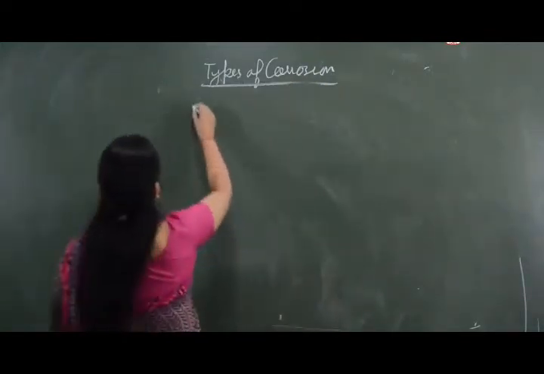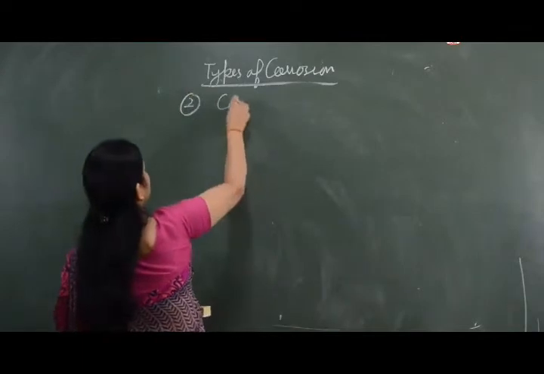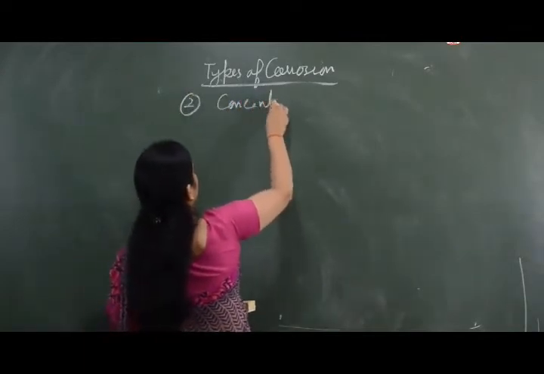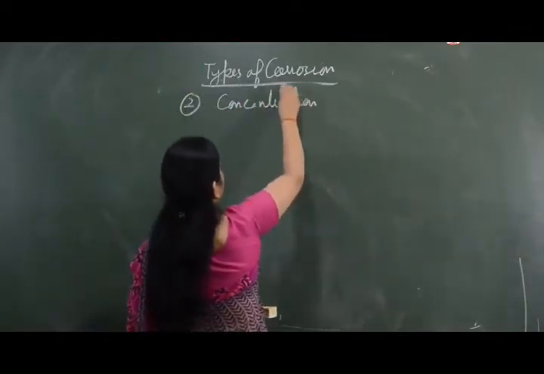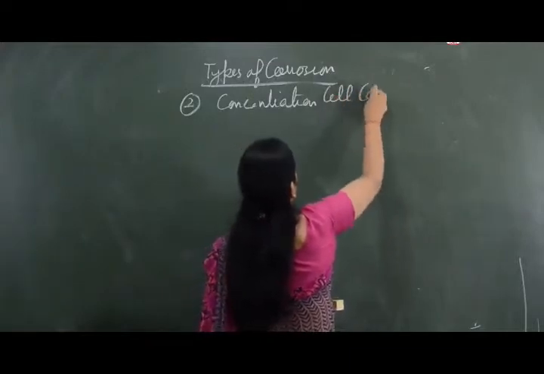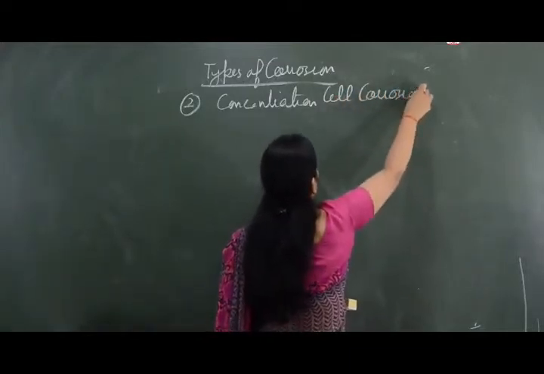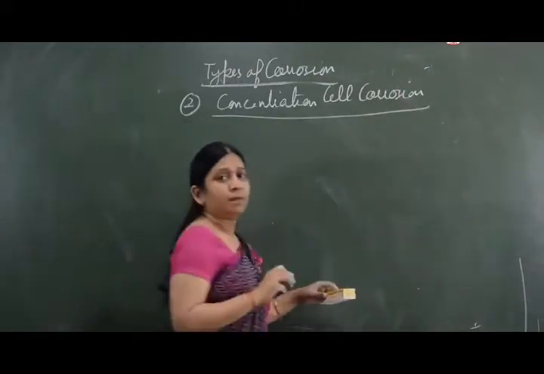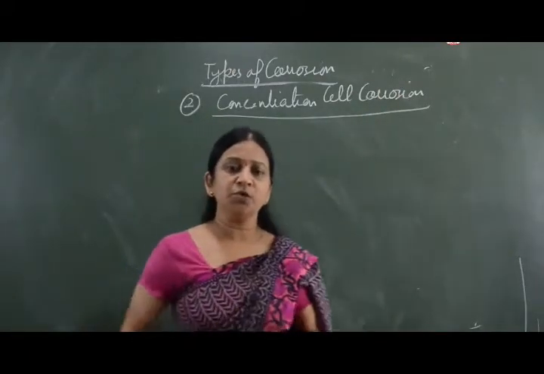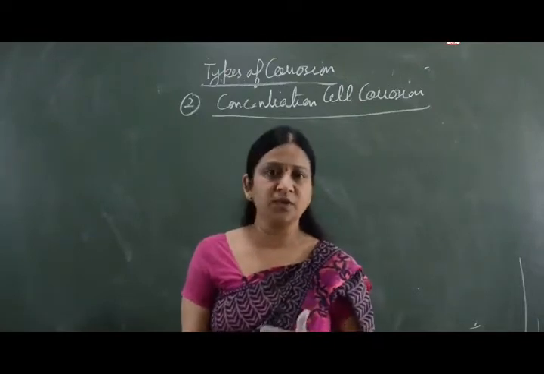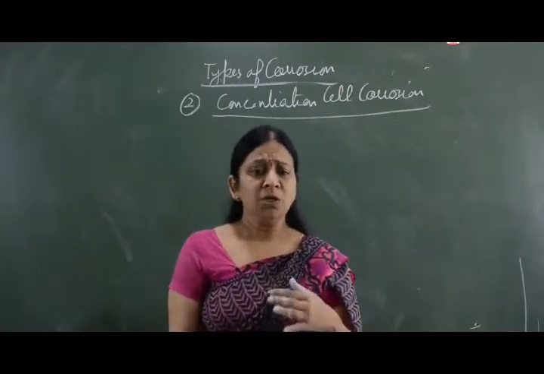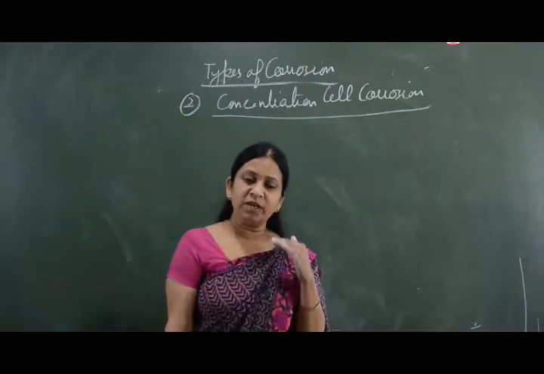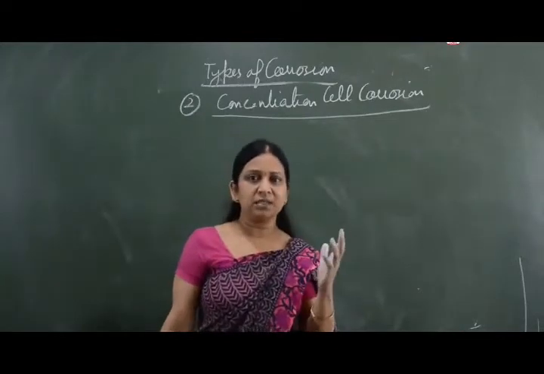The second is concentration cell corrosion. Regarding concentration cell corrosion, we have different examples. In all the examples, we will take the metal as iron.